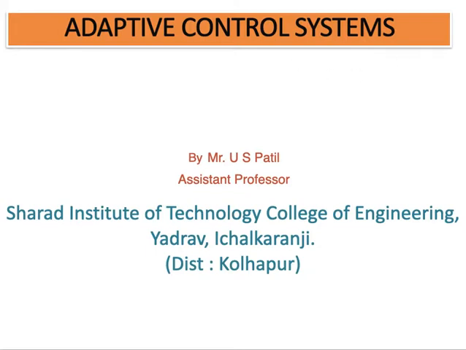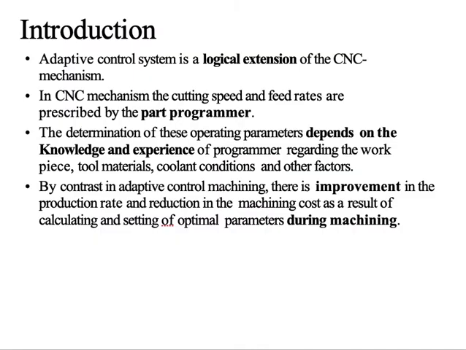So let's get started with an introduction. Adaptive control machining has been developed to optimize machining characteristics. Adaptive control, AC, machining is an evolutionary outgrowth of numerical control. It is a control system that measures certain output process variables and uses these to control speed and/or feed.